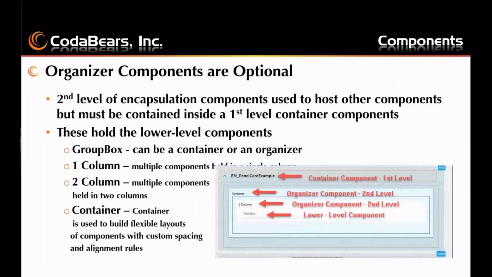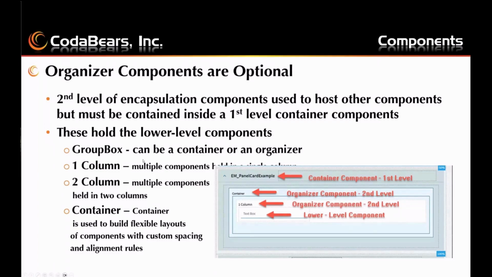Okay, organizer components. They are the second level of encapsulation. They host other components, but they need to be hosted as well. So an organizer component can go inside of a panel card. So like a container can go inside of a panel card or a group box, but a container cannot just go out in the form without anything else outside of it. Typically, these hold the lower level components. It gives you a better way to organize them.